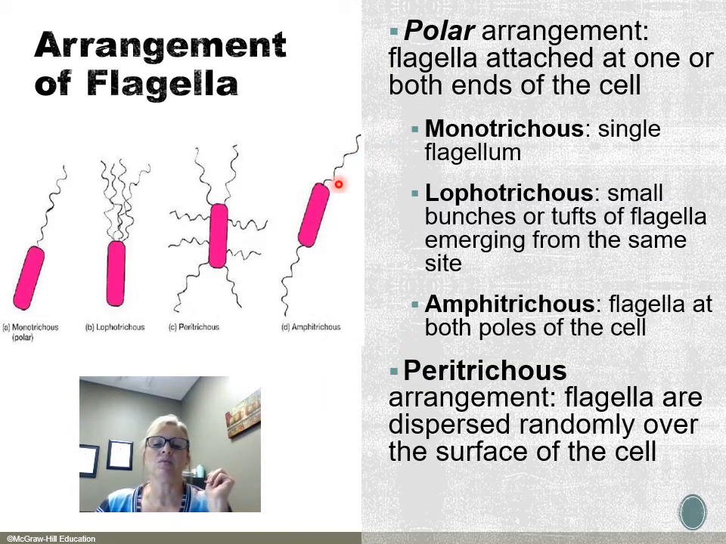Okay, and so these three, A, B, and D here, these are going to be your polar flagella. And then we have mono for one, lopho for tuft of hair, or you can think, I don't know, luscious hair, something helping you remember lopho. And then amphi, both sides, because ambidextrous is on both hands, okay? And then lastly, you can be peritrichous, okay? Peritrichous is where the flagella are kind of dispersed randomly all around. Peri means around, and so all around the cell here, okay?